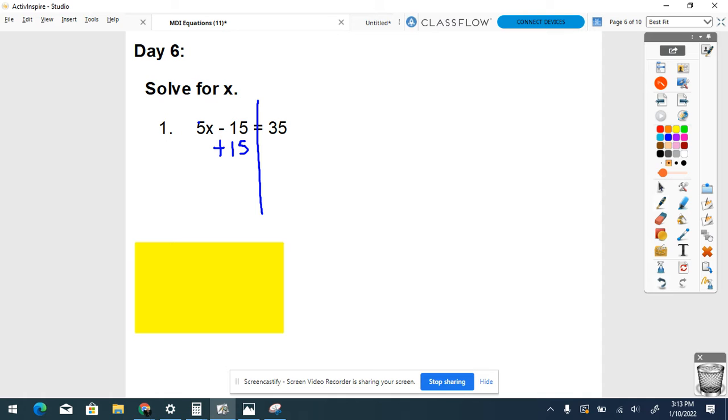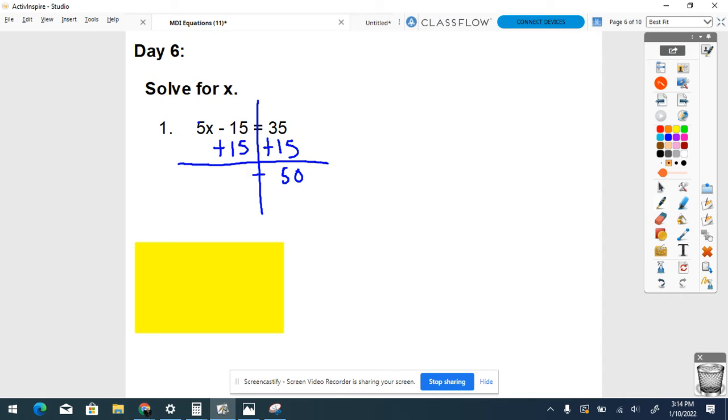The whole reason we draw a line down the equal sign is because we need to do it to the other side as well. That's called balancing the equation. If I do it to one side, I have to do it to the other side. Now, because this is a two-step equation, I like to draw a line under it to show my next step. So we know 35 plus 15 is 50.